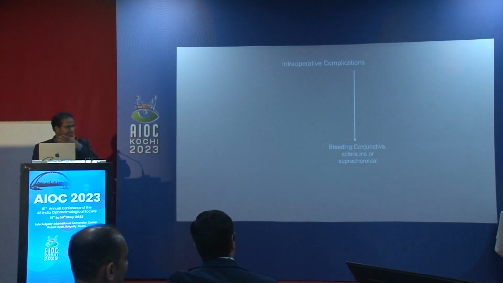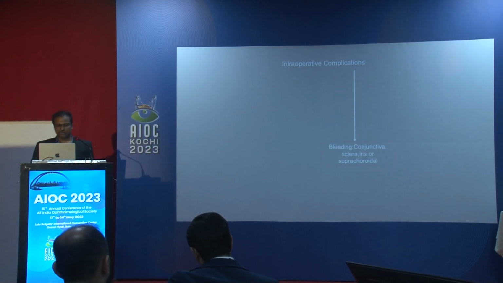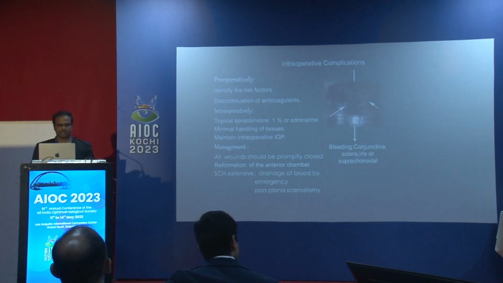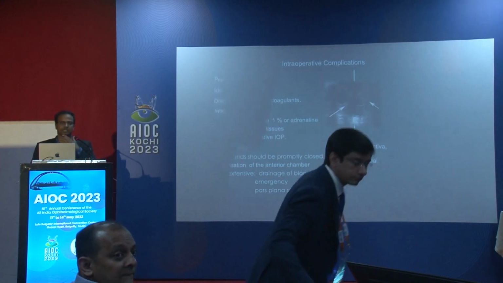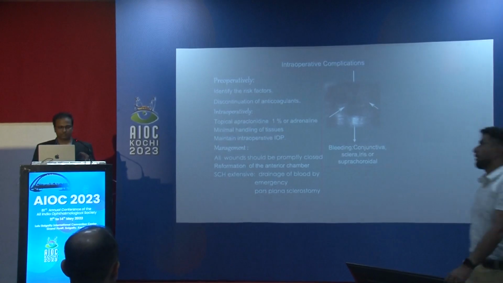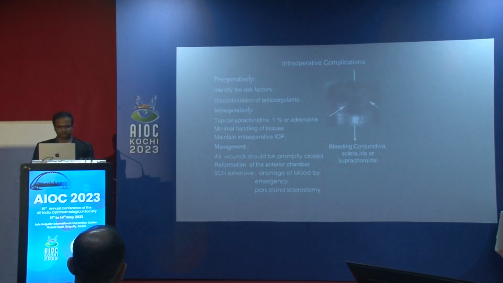Now bleeding. Dr. Parul has already discussed how to prevent bleeding while performing a trab. We have to stop anticoagulants 5 days before the surgery, and also give maximum control of IOP. Mannitol should be given in all cases. In such a way, bleeding can be avoided. Preoperatively, we have to identify the risk factors and discontinue anticoagulants. Intraoperatively, we can use brimonidine or apraclonidine, minimize the handling of tissue, be very gentle, and maintain the intraocular pressure while doing the surgery.